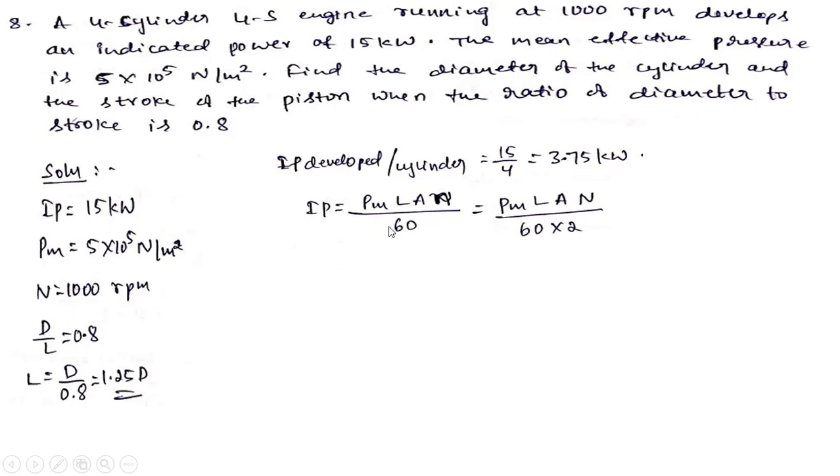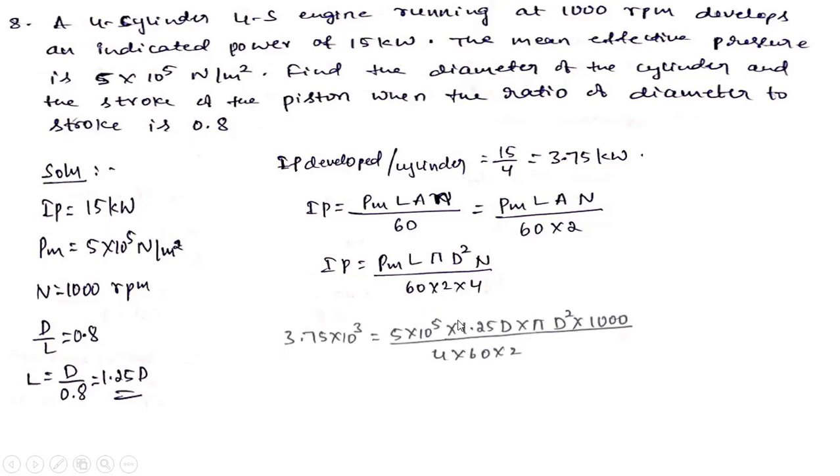And then we will make use of the formula for indicated power. IP is equal to PLAN by 60, and it's a 4-stroke engine, so n is equal to N by 2. I will rewrite that once again: PLAN by 2 into 60 in the denominator. Substituting the values, IP is equal to P L, and area is pi D square by 4, and the remaining things as they are, N in the numerator and 60 into 2 in the denominator.